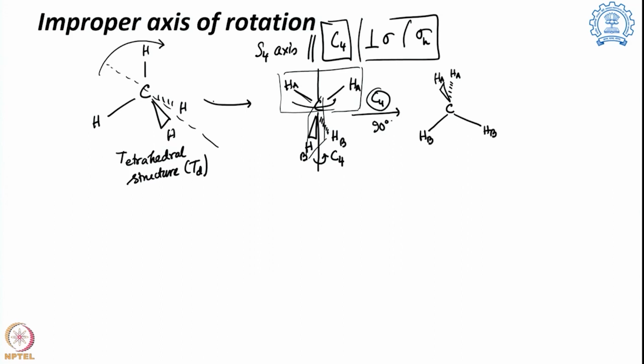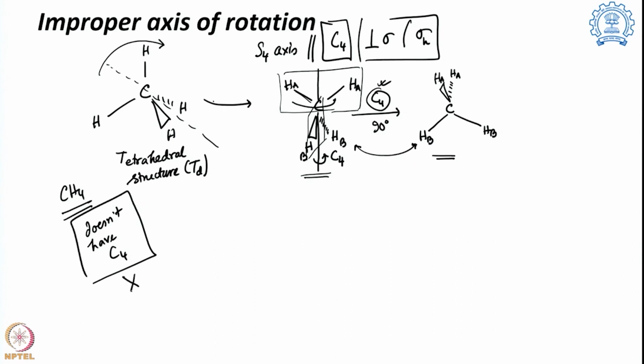So, now you can see I have done a C4 operation. This is the molecule where I started and this is where I ended. Are these superimposable and indistinguishable? No, not at this point. With only C4 it is not. So, that is why the methane molecule does not have a C4 axis, because it is not going to give you a superimposable and indistinguishable structure.